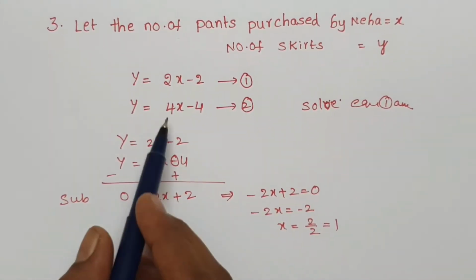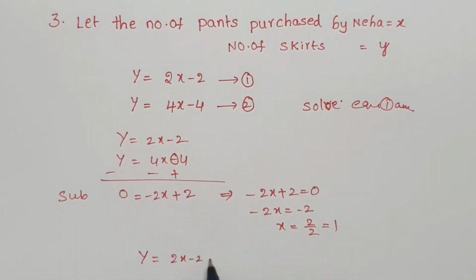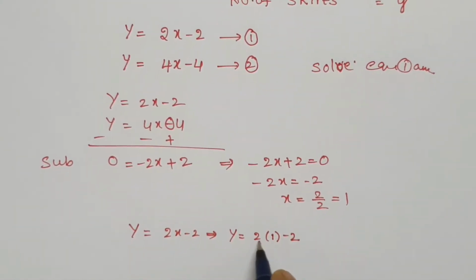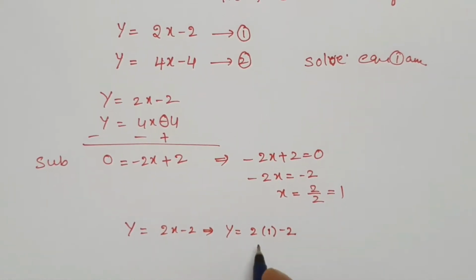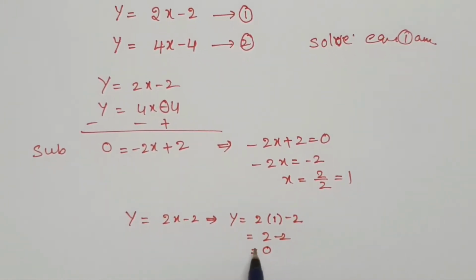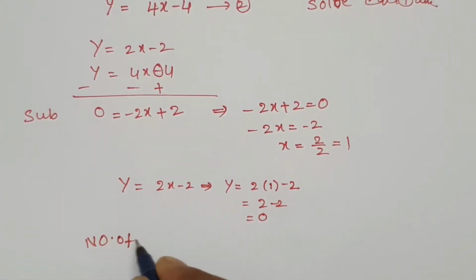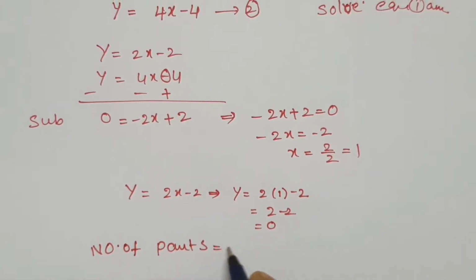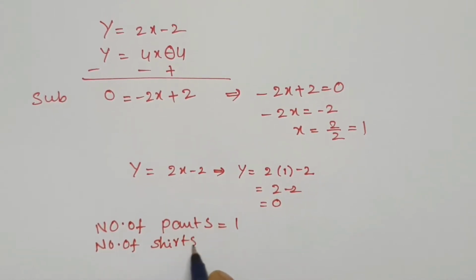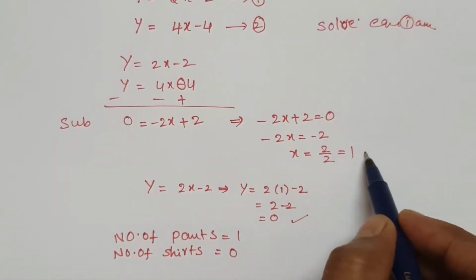For that, substitute this x value in any one equation and we will get the y value. So from equation number 1, y equal to 2x minus 2. This implies y equal to 2 into x, which means 1, minus 2. 2 into 1 is 2. 2 minus 2 will get 0. y equal to 0, x equal to 1. What is x? The number of pants. Number of pants equal to 1. Number of skirts equal to 0. y equal to 0 we get here, x equal to 1.